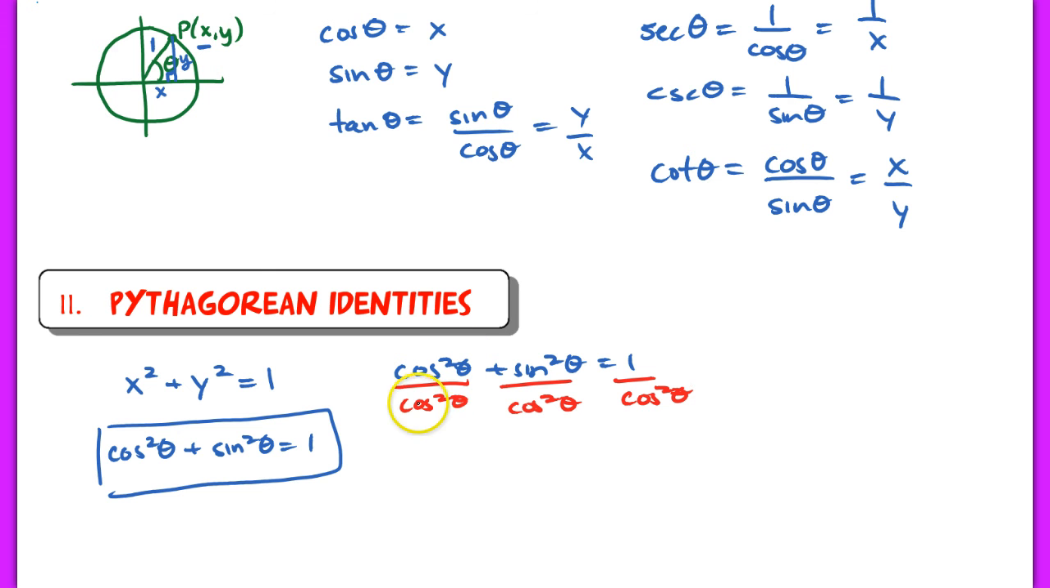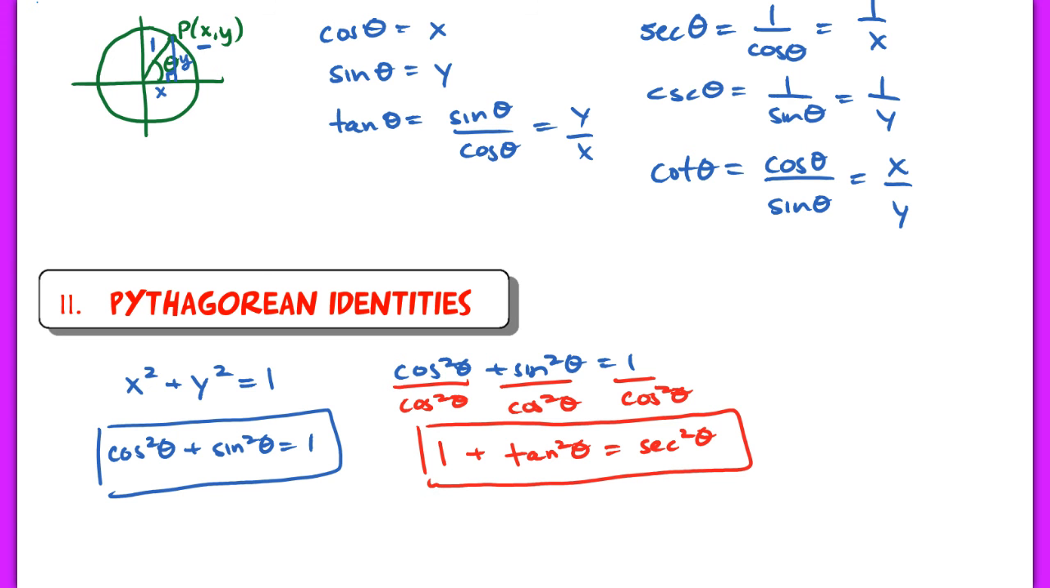Now, cosine squared over cosine squared obviously is going to simplify to just 1. And sine squared over cosine squared, this is really tangent squared. Okay, so I have tangent squared theta plus 1 equaling 1 over cosine squared theta, which is actually secant squared theta. Right? It's the reciprocal of cosine squared theta. All right. This is my second identity then.